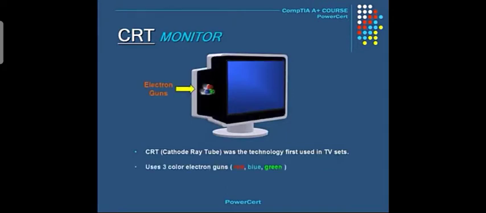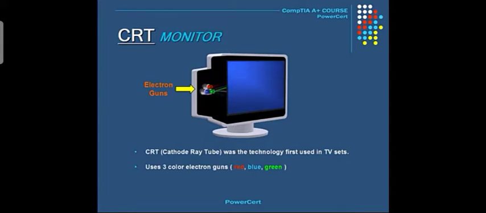These colors are red, blue, and green, which, when you combine them, they are able to produce any color on the color spectrum. And these guns shoot beams of electrons on the screen and create an image that we see.